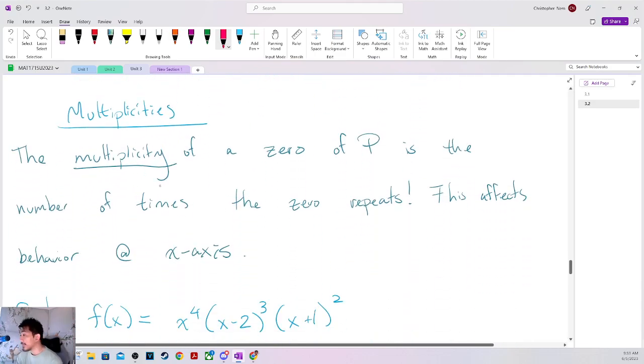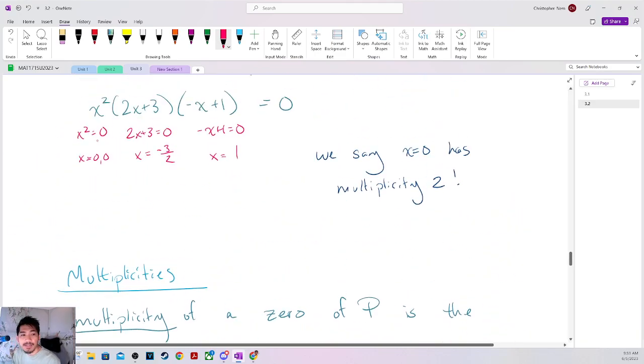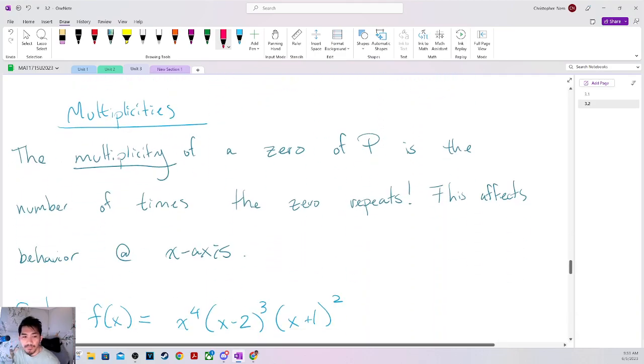Now, let's talk about multiplicity. The multiplicity of a zero, of a solution or an x-intercept, is the number of times the zero repeats. In this case, 0 repeats twice because x squared equals 0. This happens twice. This is 0 times 0. So this affects the behavior at the x-axis.